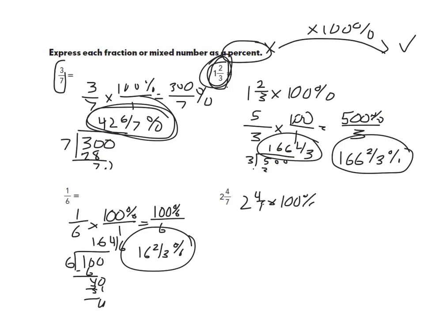The next one, I'm going to have to take 2 4/7 and multiply it by 100%. I'm going to need some fractions here, though. So I'm going to make this 2 4/7 into 18/7 times 100 over 1%. And it gives me 1800 over 7%. And now I'm just going to have to do some math here. If you have a calculator, that'll definitely help.